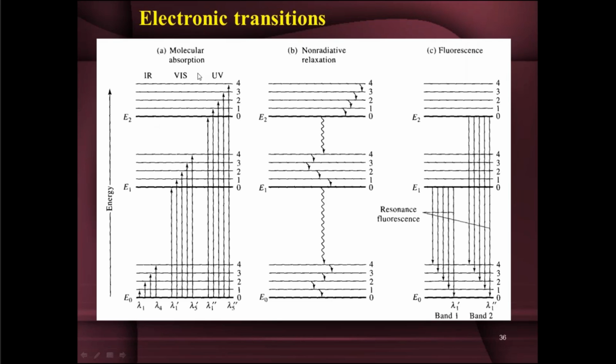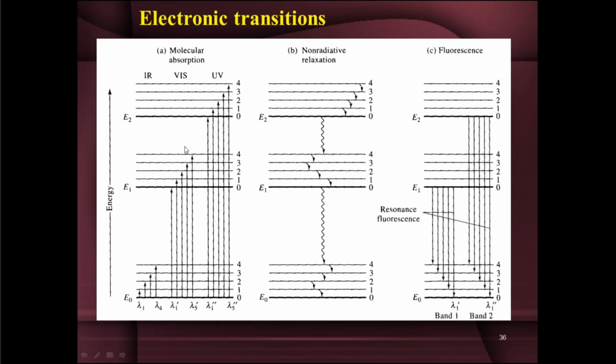Now you also see in molecular absorption what happens. Here you can see the words IR, visible, and UV. This type of transitions is seen in the IR region, or by absorption of IR photons. These types of transitions are seen in the visible region, or absorption of visible photons results in this type of transitions. And absorption of UV photons will result in this type of transitions.